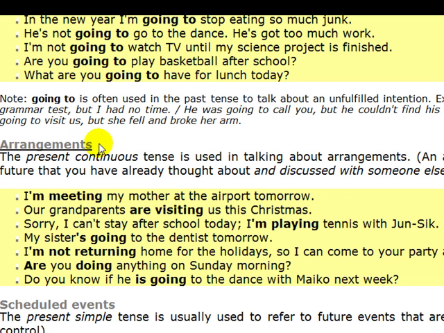Then we have arrangements. The present continuous tense is used in talking about arrangements. An arrangement is a plan for the future that you have already thought about and discussed with somebody else. I'm meeting my mother at the airport tomorrow. An arrangement. Our grandparents are visiting us this afternoon. And as you see, we're using the present continuous. Visiting is a continuous word, a word indicating a continuous situation.